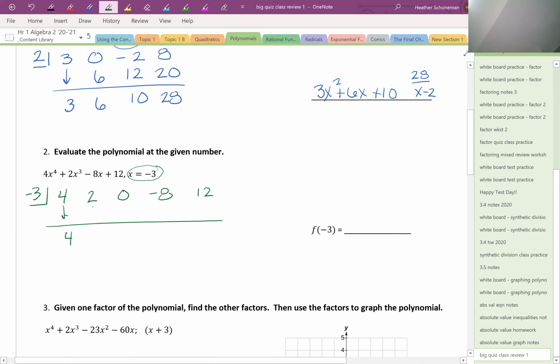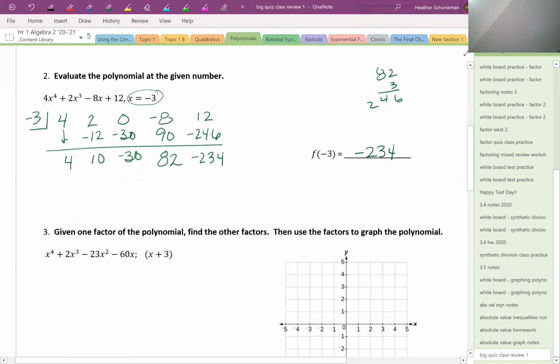So I'm going to bring down my 4, multiply and get -12, add and get 10, multiply and get -30, add and get -30, multiply and get +90, add and get 82. And oh my gosh, I don't have a calculator. Let's see, what's 82 times 3? This would be 6, 24, 2. So we get -246. And then we add and get -234. And -234 is what we get when we evaluate that function at -3.